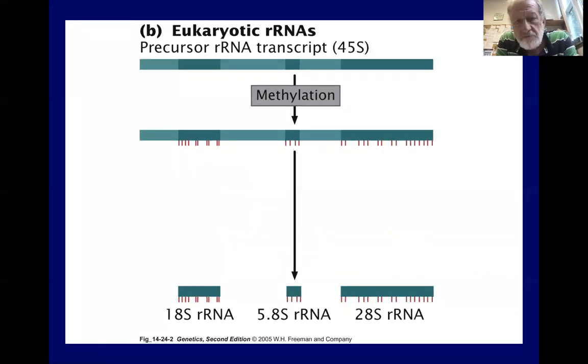And in eukaryotes, it's similar. Our ribosomal RNAs are a bit larger: 18S, 28S, and 5.8S. S is Svedberg units, a way of measuring the size of molecules using a centrifuge.